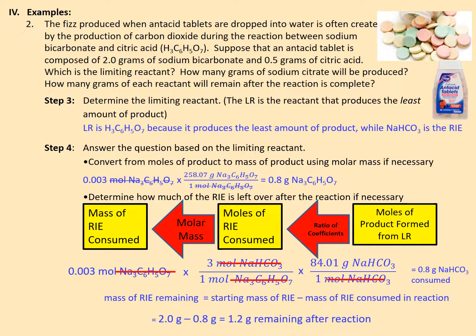Well, obviously, the limiting reactant, which is the citric acid, will get completely used up in the reaction. It's sort of obvious if we understand the definition of limiting reactant that there will be no limiting reactant left after the reaction; it will be completely consumed.